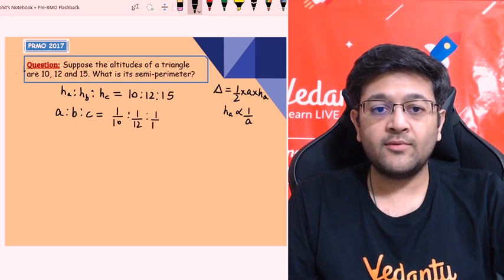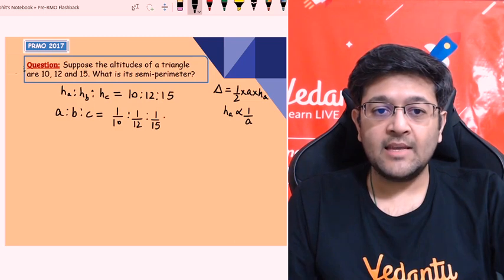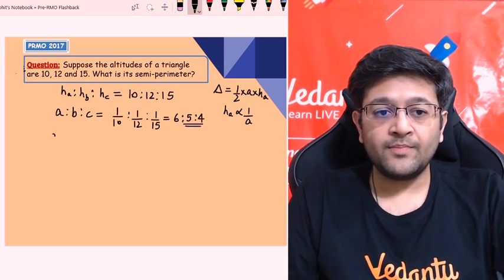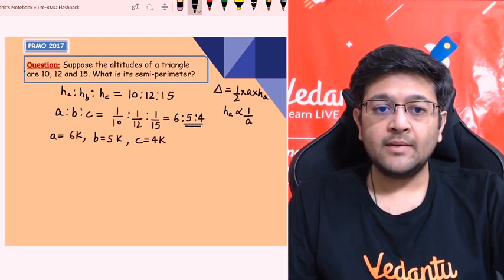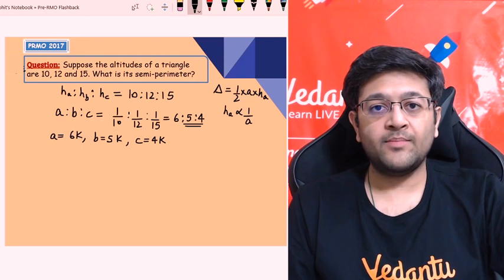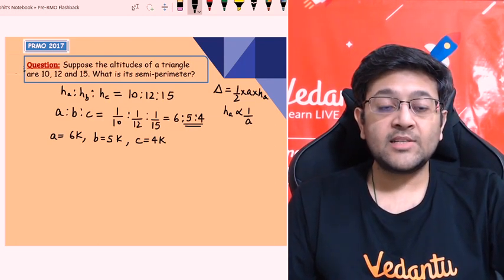is to 1/15. Okay, so now if we take the LCM as 60, I'll find this ratio to be 6:5:4, right? So I can then assume A as 6K, B as 5K and C as 4K, right? So these are the sides of the triangle, 6K, 5K and 4K. They will be in this particular form. So now let's solve them.